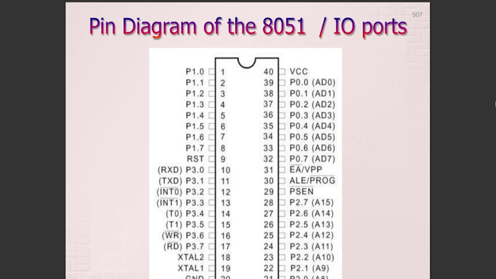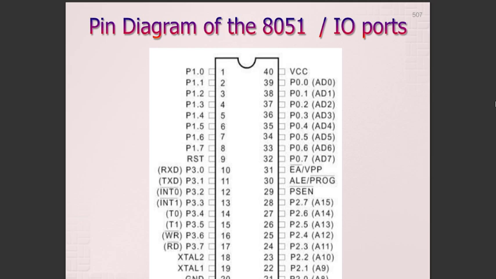The pin 1 to 8. These pins are known as port 1. This port does not serve any other function. It is internally pulled up bidirectional IO ports. Coming to the pin number 9. It is a reset pin which is used to reset the microcontroller to its initial values.